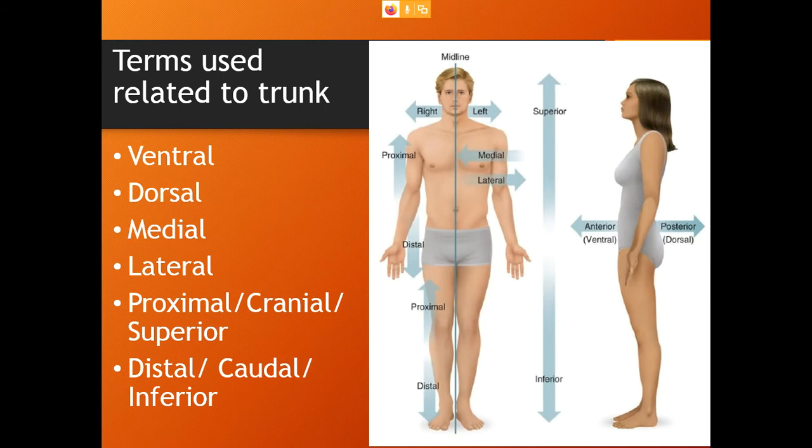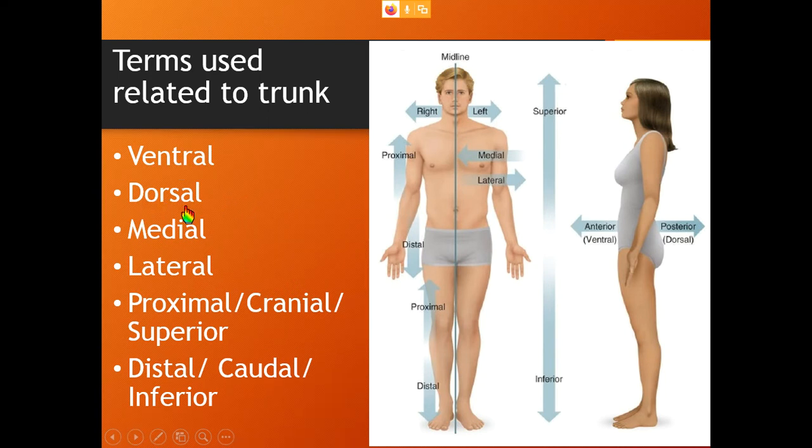Now coming to the terms we use in anatomy. This is very important. If you don't understand these terms, you cannot understand any medical subject at all. So try to concentrate more. Terms used related to the trunk. One is ventral, or anterior. Understood? Ventral or anterior or front portion. Front portion is called ventral or anterior.